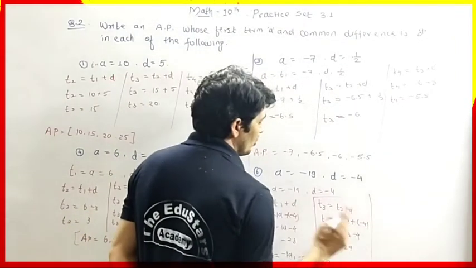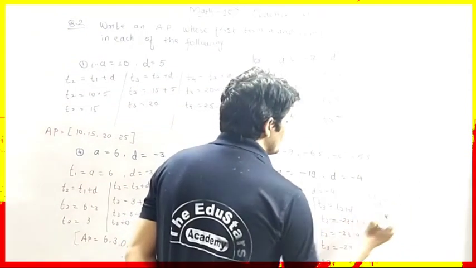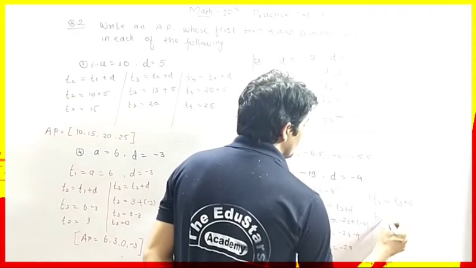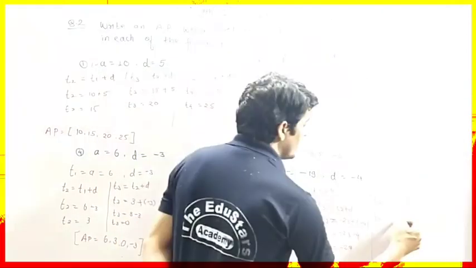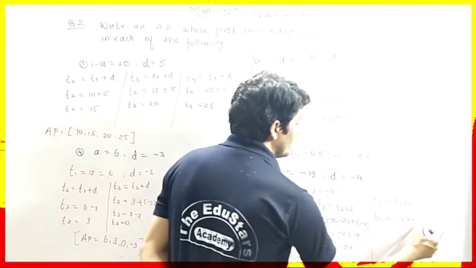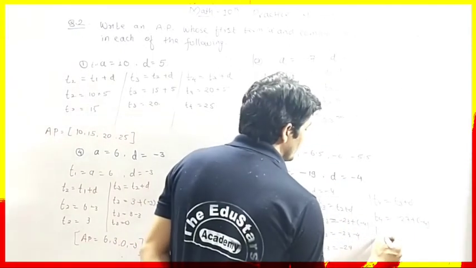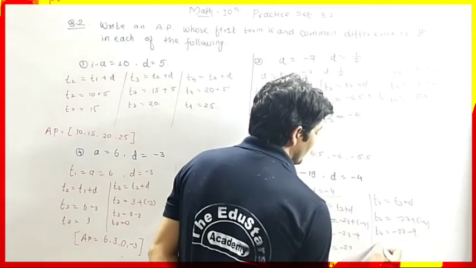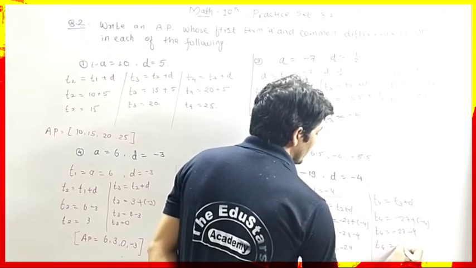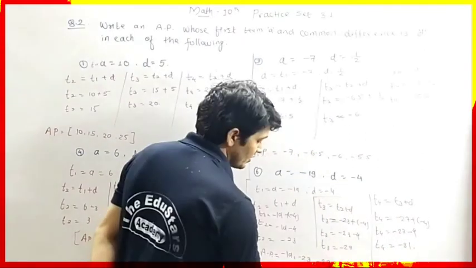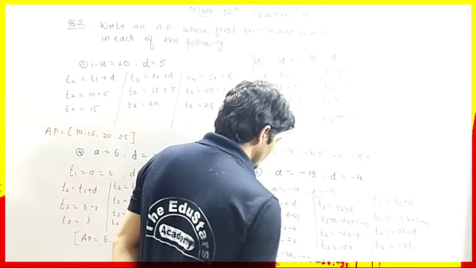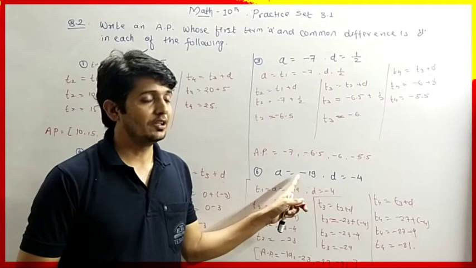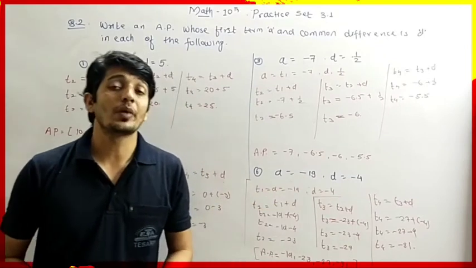Now we have to identify one more term, T4. So T4 equals T3 plus D. What is T3? It is negative 27 plus, what is D? D is minus 4. So T4 equals minus 27 plus minus 4, so T4 equals negative 31. So the next term is negative 31. This is the required arithmetic progression for the condition where the first term A is minus 19 and the common difference is minus 4.